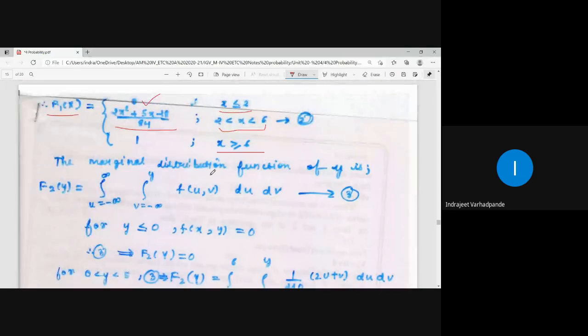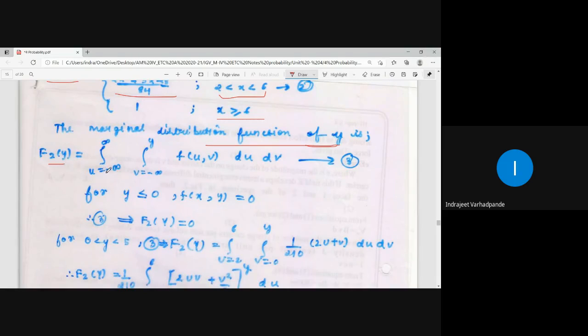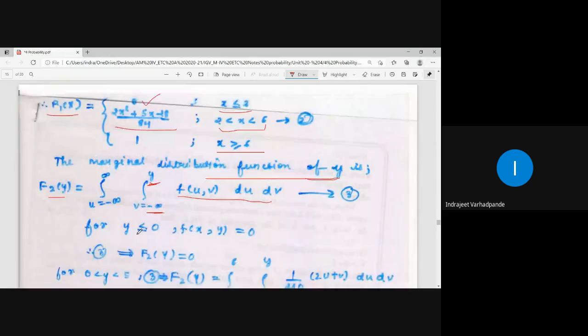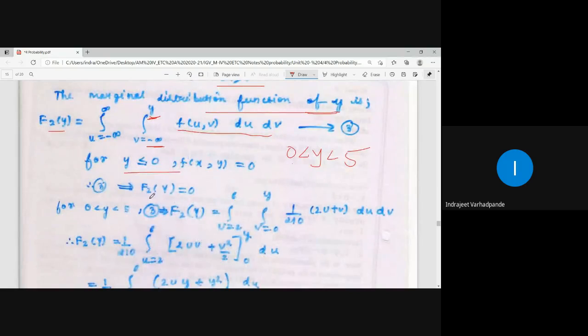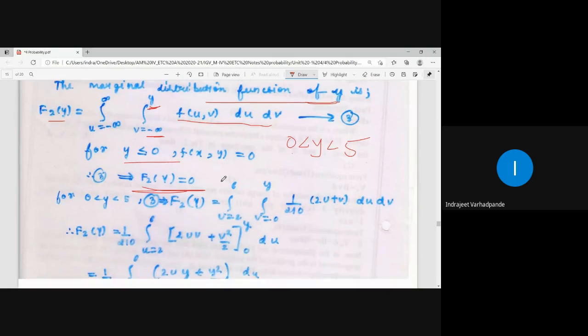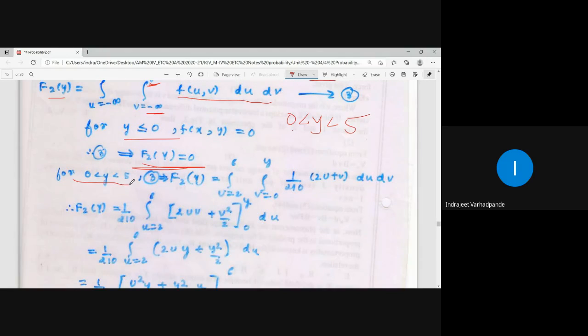Now what is left? We have to calculate the marginal distribution function for random variable y. What is the formula for that? F2 of y is the integral with u from minus infinity to infinity, v varying from minus infinity to y, f of u v du dv. For y less than 0, what is the range for y? Range for y is 0 to 5. For y less than 0, distribution function will be 0.